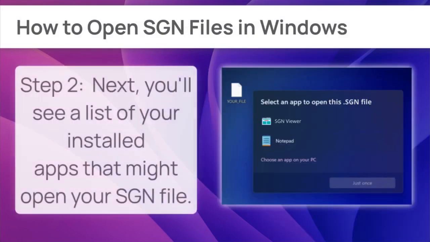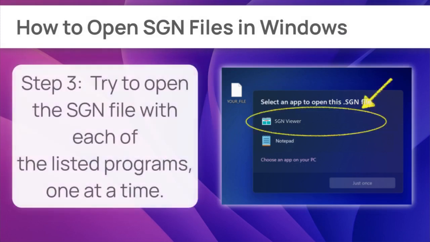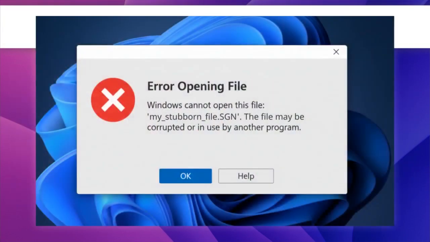Right-click your SGN file and select Open With. Test SGN Viewer if it appears. If it fails, select the next application. Testing eliminates application guesswork. If you still cannot open your SGN file, that is okay.